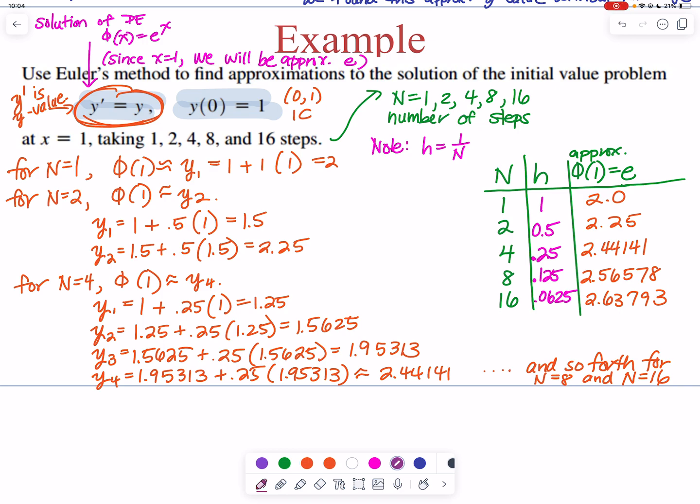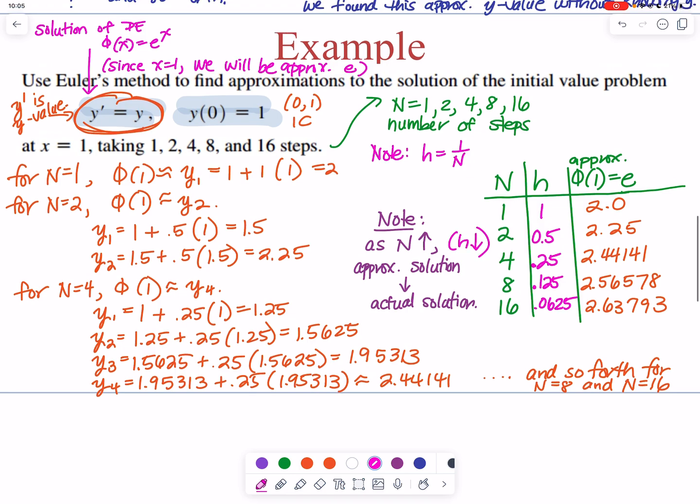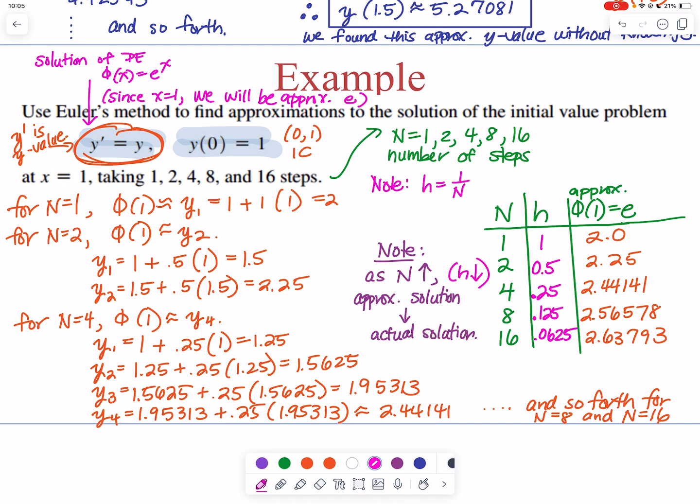We'll just make one final note here. Note as n increases, the approximate solution gets closer to the actual solution. And that is the same as h getting smaller. And that concludes this lesson.